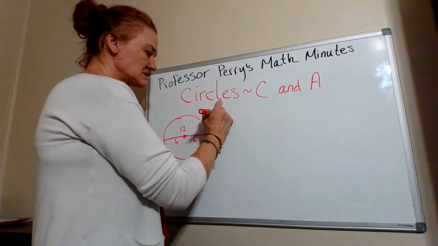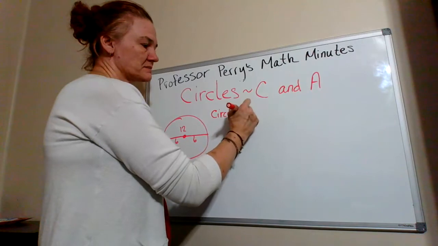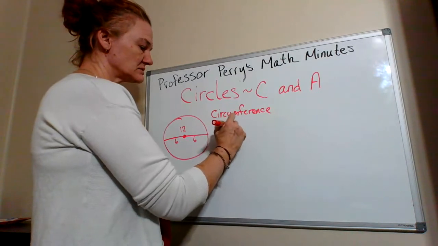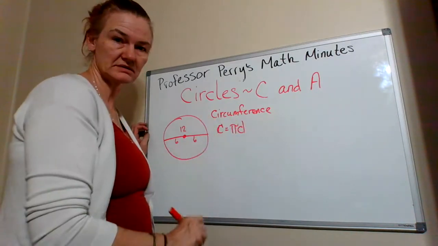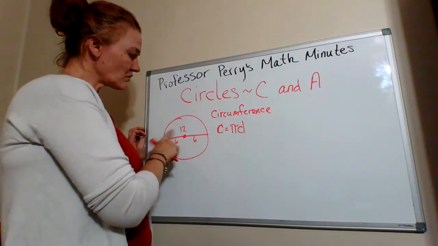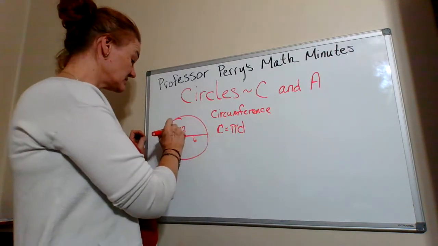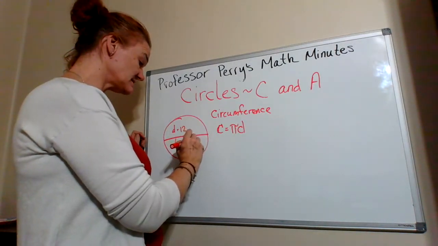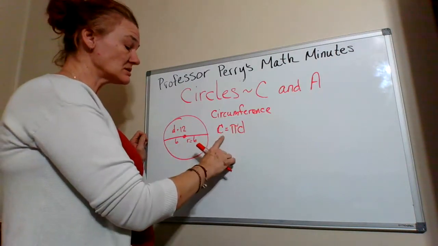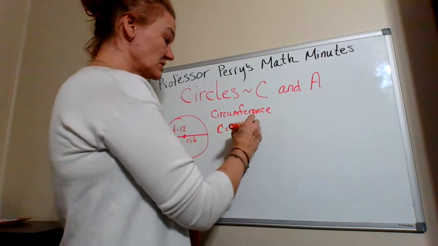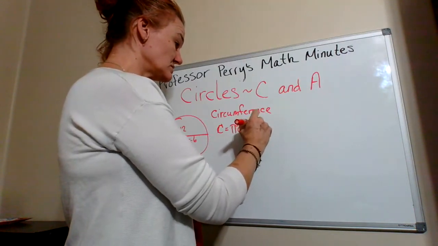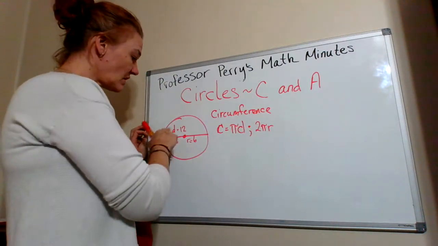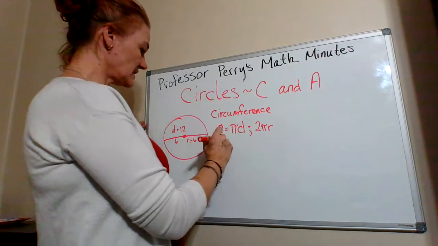So for circumference, you're going to use C equals pi times diameter. Now if you look at this, if you go all the way across, that is the diameter. If you're only going halfway across, that's the radius. If you just have the small piece, you could also use 2 pi r. Okay? So I have the diameter, so I'm going to go ahead and use the diameter.